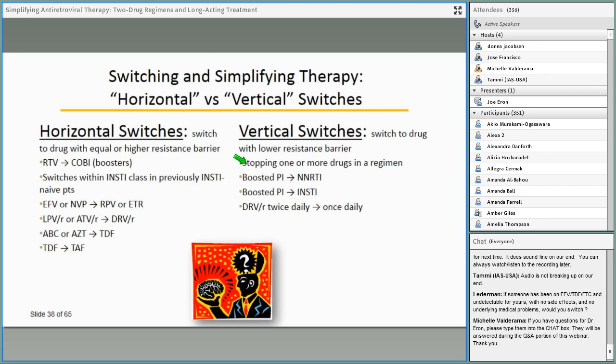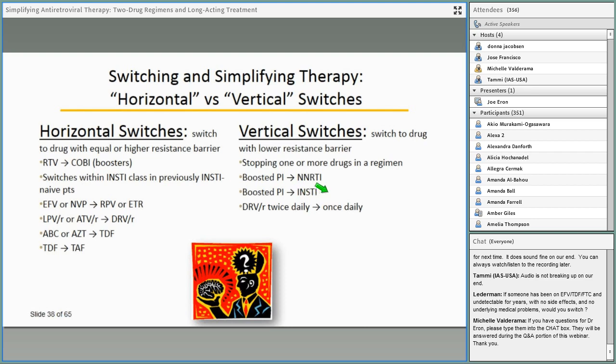These are kind of vertical switches, is the term he uses. I think of switching a drug to another with a lower resistance barrier. So if you have a patient on a complex regimen and you think, well, maybe they don't need all those drugs, so I'll just stop one, that would be a kind of a vertical switch. Perhaps people are on more nucleosides than they needed to be because we did that in the past. Or maybe they don't actually really need a boosted PI. Going from a boosted PI to an NNRTI would be considered a lower resistance barrier.